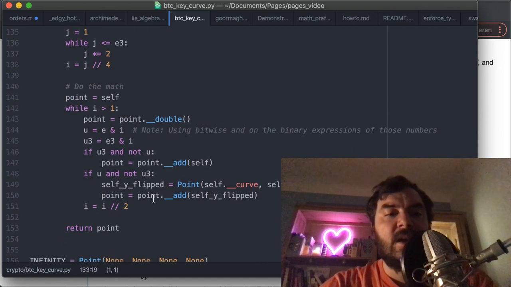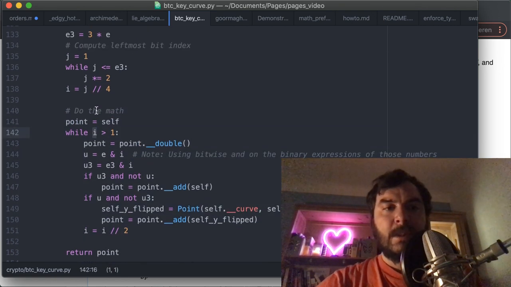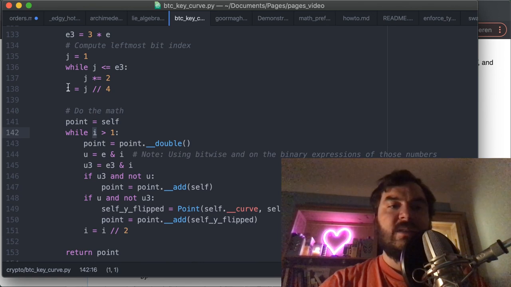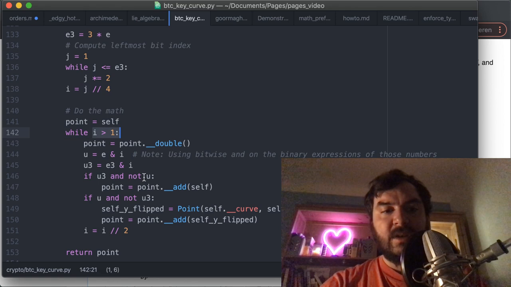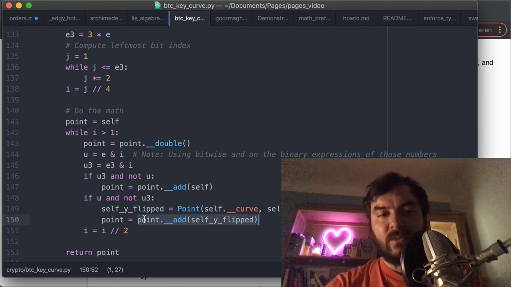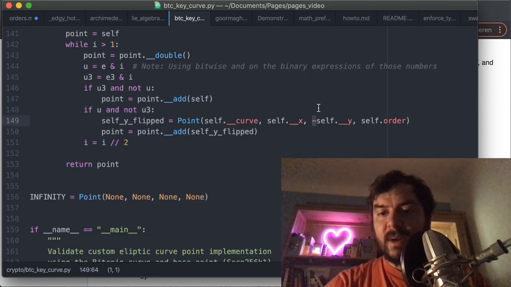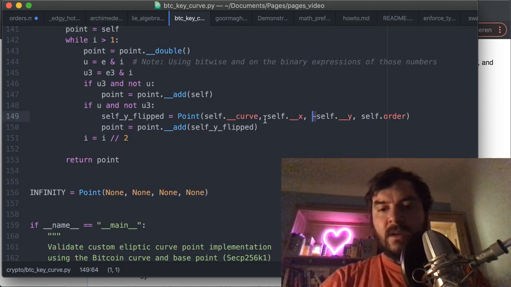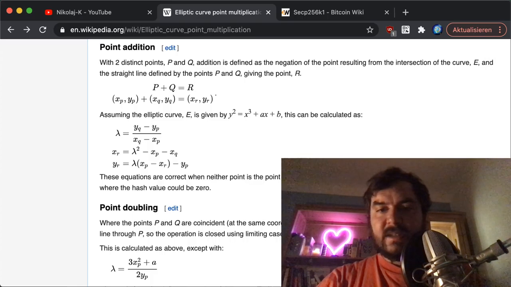Yeah, and finally, to do this, you have to loop through your binary represented exponent or binary represented secret number, and this is what happens here. And here addition is called. In some cases, as is specified in the algorithm, you have to flip the y, and this is happening here. You see here the y coordinate gets a minus sign. Okay, so that's pretty much it.